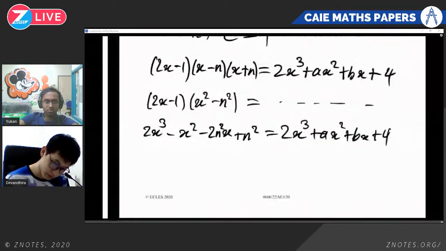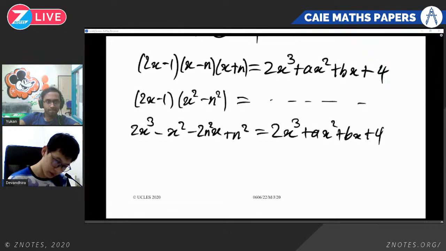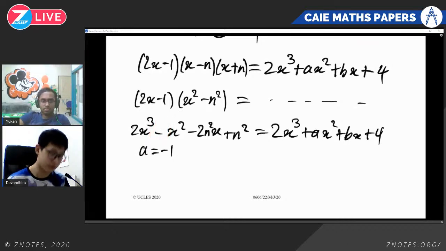Okay. So what do we do now? Now we can compare coefficients. Exactly. So the easiest one would be x squared, right? The a here has just minus 1. That means a is minus 1.